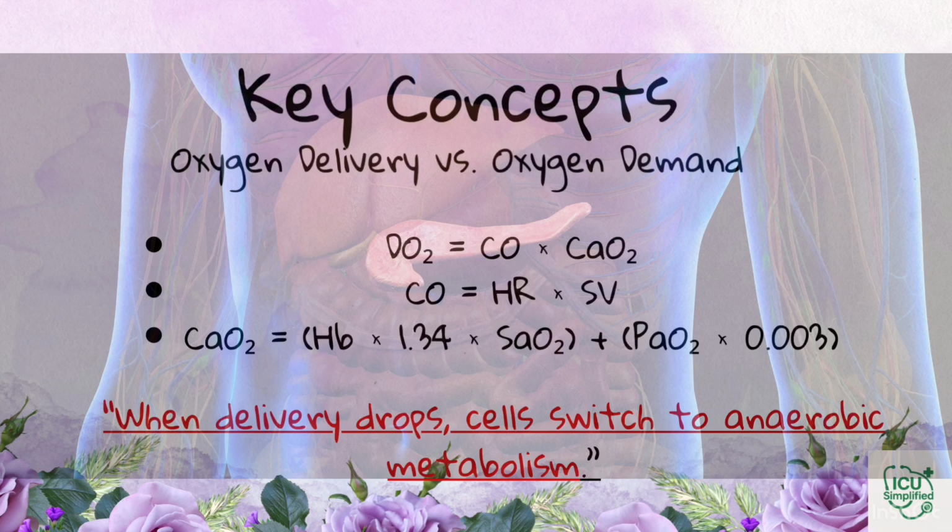Now, what we want to remember here are the formulas through which we can calculate delivery of oxygen. That's DO2 equals cardiac output times CaO2, that is, the concentration of arterial oxygen. We know cardiac output is equal to heart rate times stroke volume, and CaO2 equals hemoglobin times 1.34 times SaO2, that is the saturation of oxygen, plus partial pressure of oxygen, PaO2, times 0.003. Whenever the delivery drops, the cell will definitely switch to anaerobic metabolism because of lack of oxygen.